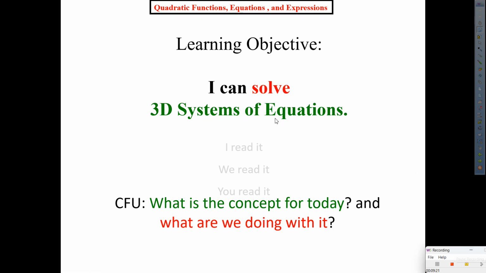Once again, I can solve 3D systems of equations. First of all, remind your neighbor a definition for systems of equations without looking at your notes. What are systems of equations?